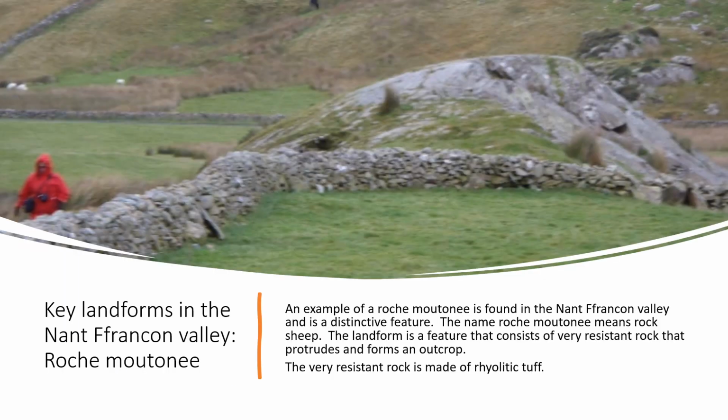We have a roche moutonnée here. This is found in the Nant Ffrancon Valley itself, about halfway down the valley, and it's a very resistant type of geology. It's a rhyolitic tuff, a Pitt's Head tuff specifically, and you can just see in the background that the band of geology is starting to go up the side of the U-shaped valley as well. But here, this very particular shape of the roche moutonnée is very distinctive in the landscape. It's where the glacier had to move up and over this very resistant rhyolitic tuff and couldn't abrade it the same way it could the surrounding geology.